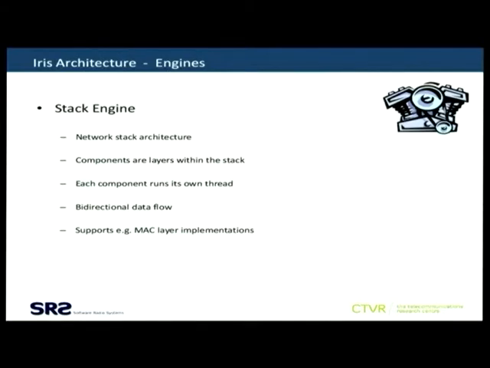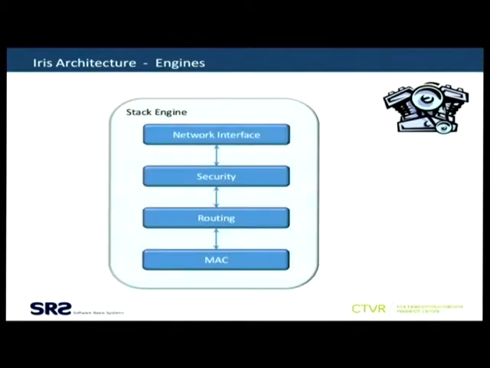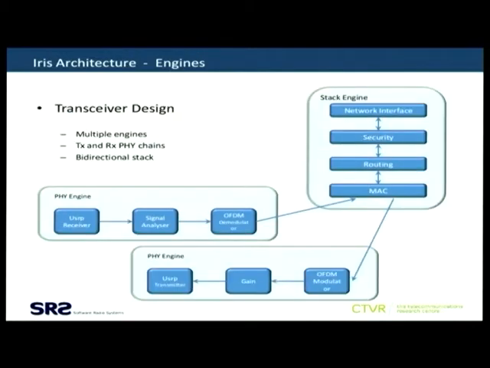The stack engine: components within the stack engine are layers within the stack. Each runs its own thread. It supports bidirectional data flow. So for example, if you're going to implement a MAC layer, this is where you do it. So we've got network interface, you could do security, routing, we've got the MAC layers, and so on.